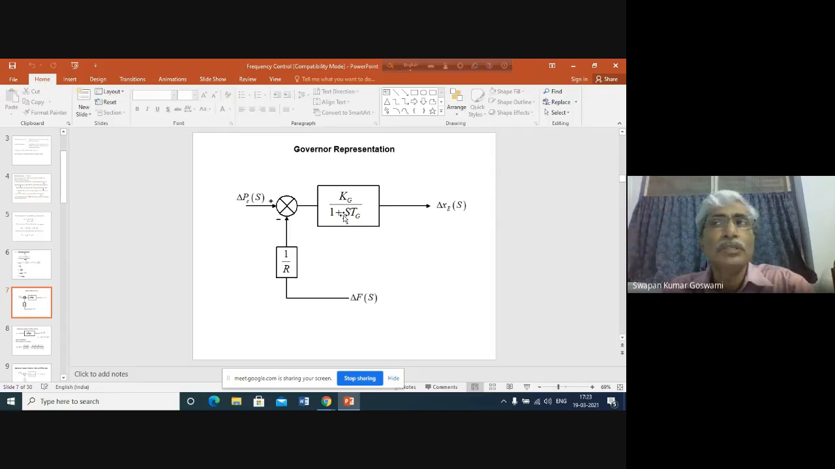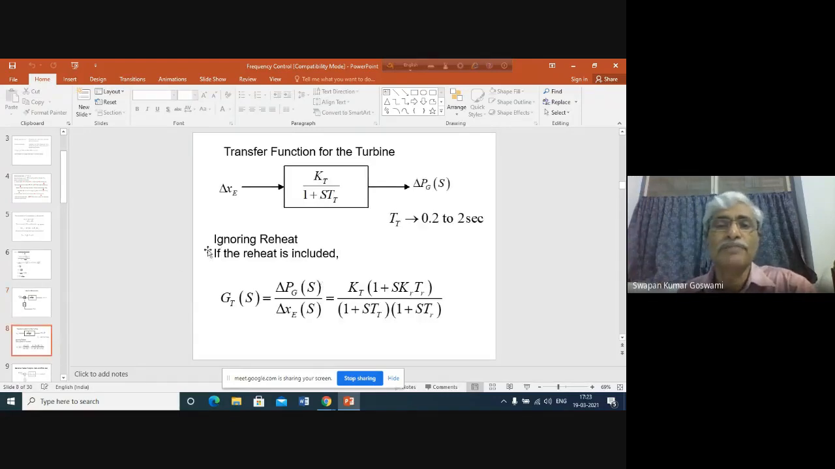So the generator has to be represented, generator inertia has to be represented, load response has to be represented, and obviously the turbine also has to be represented. So let us see how to represent all these things. For the turbine, we shall not go into a detailed representation. We shall be assuming a transfer function model for the turbine, ignoring the reheat.